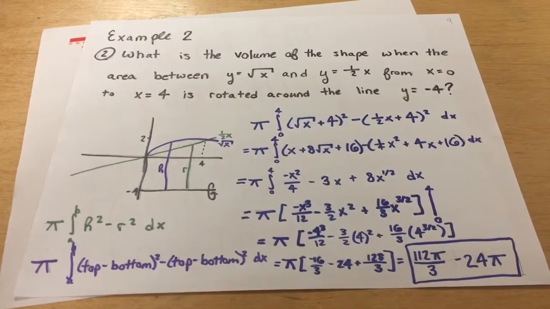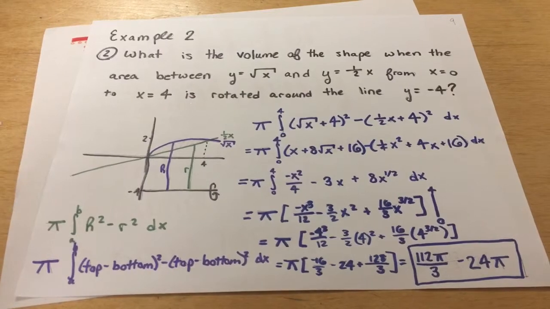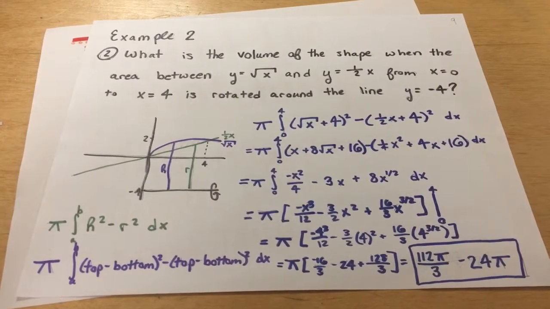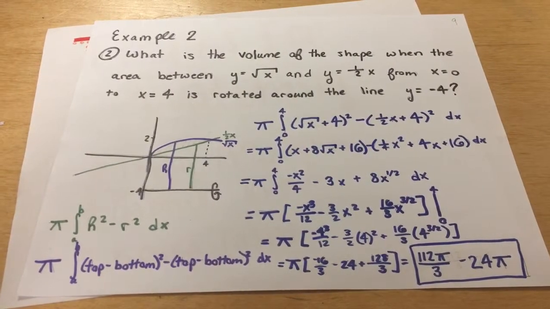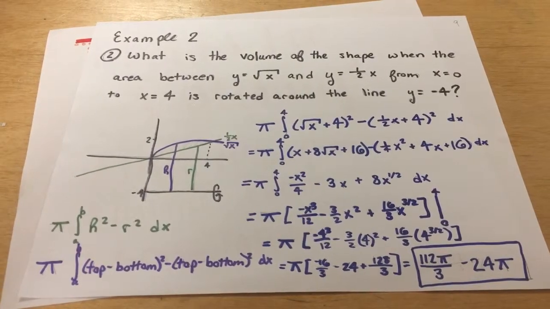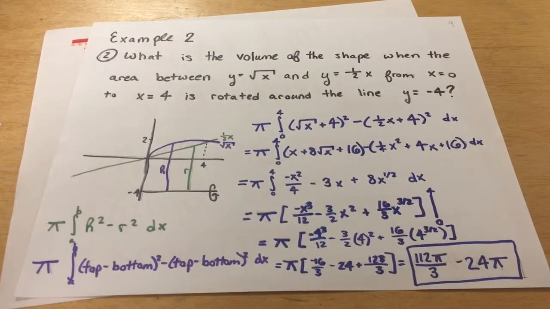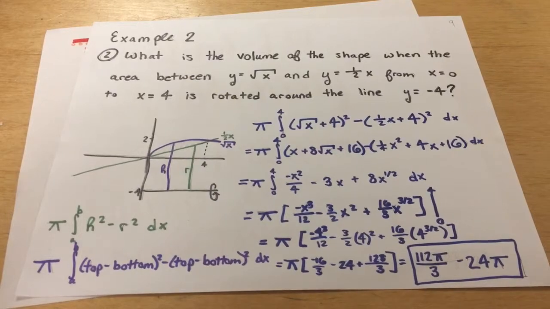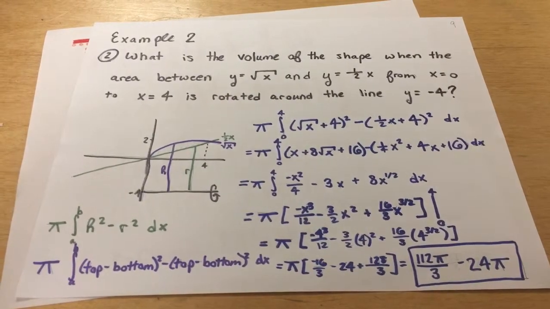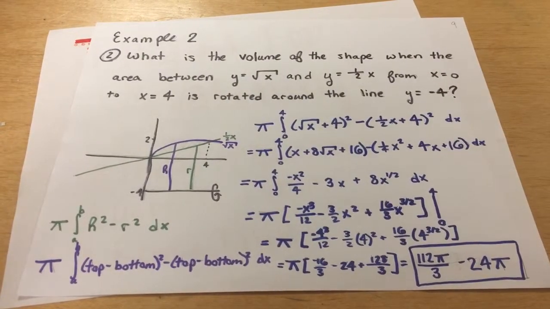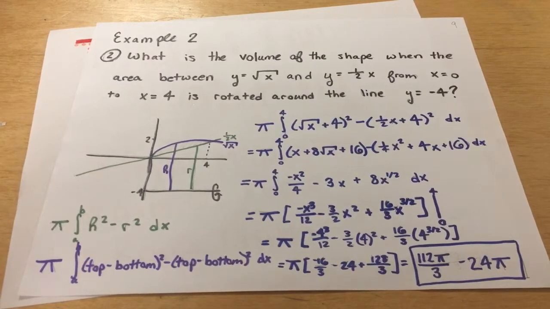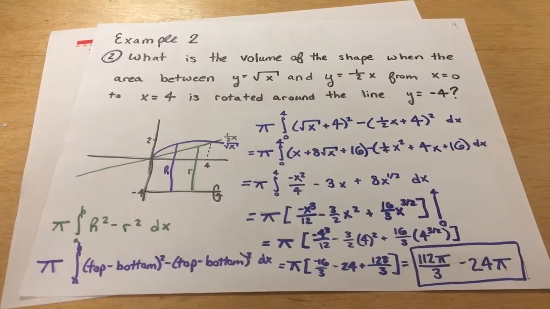So both of these are then substituted into the formula, which is then simplified until you reach -x squared over 4 minus 3x plus 8x to the power 1/2. The antiderivative is then found, and the bounds are substituted into the equation and then simplified until the answer of 112 pi divided by 3 minus 24 pi is reached.